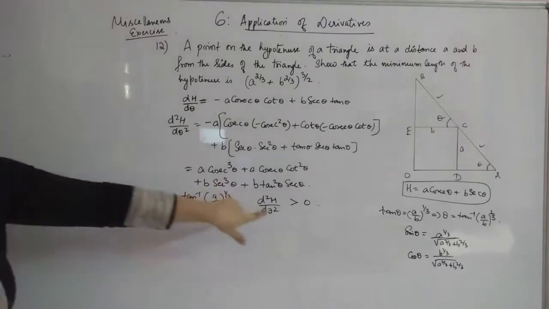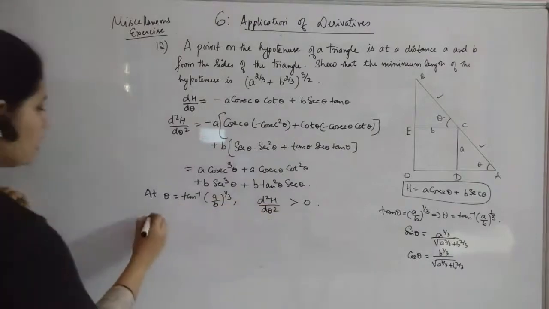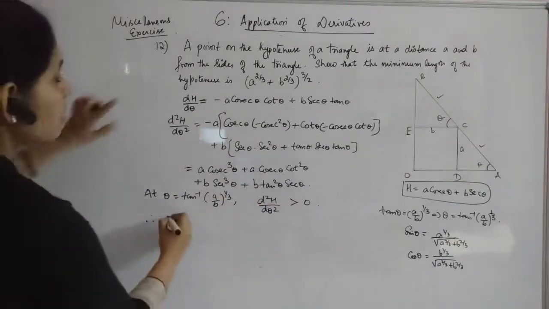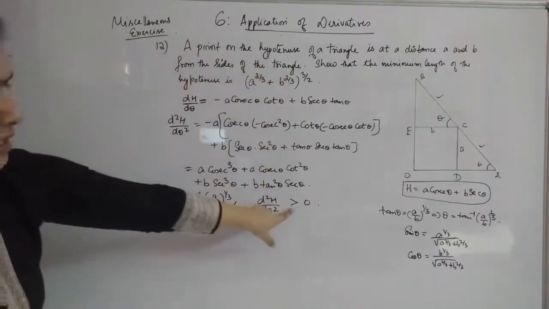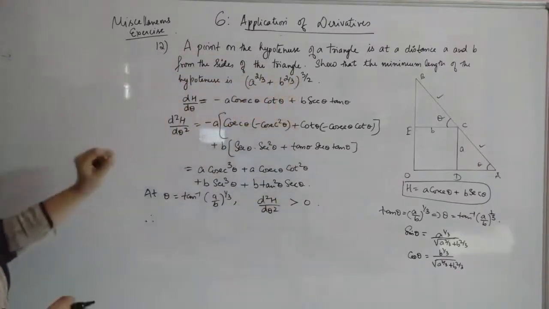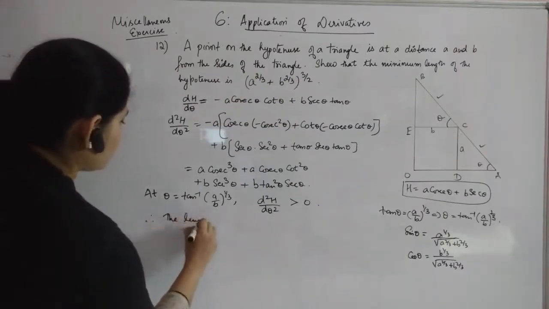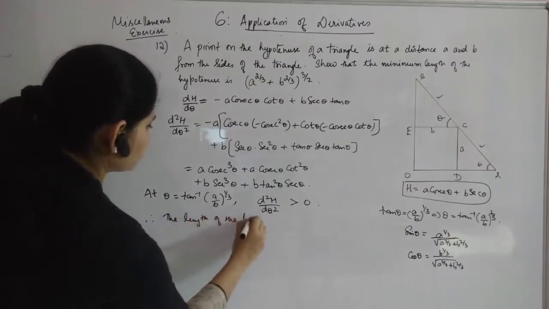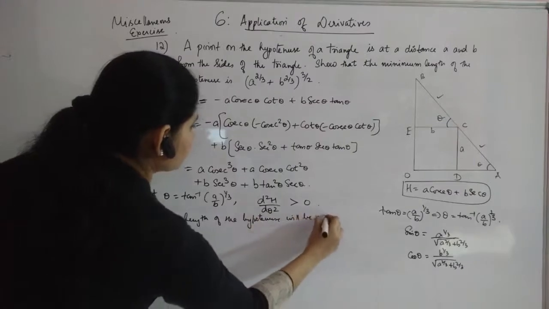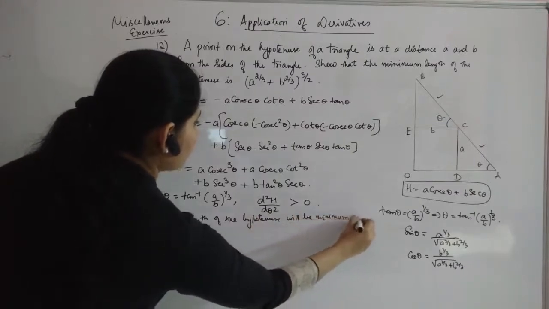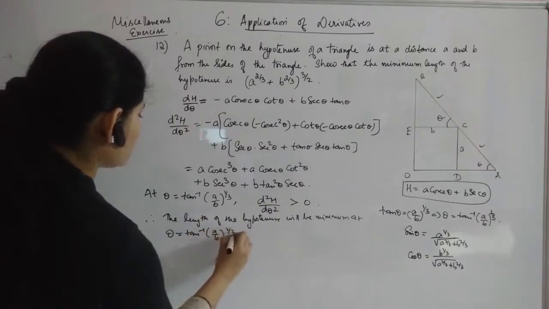So at this point you are getting the second derivative to be positive. What you can say, therefore, is that the hypotenuse or the length is, what you need to show, minimum. When it is greater than 0 it is minimum. Okay, it will give you the minimum length at this point, right? The length of the hypotenuse will be minimum at theta equal to tan inverse of (A by B) the whole raised to 1 by 3.